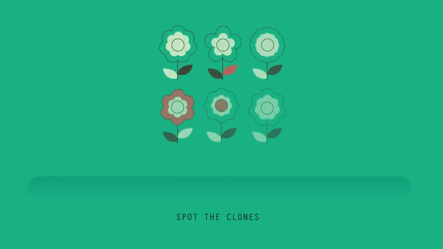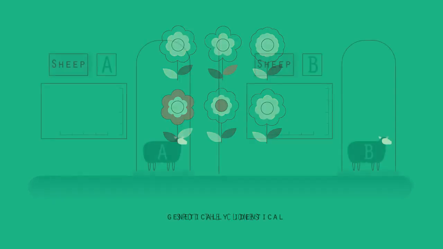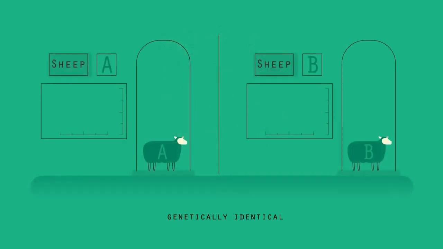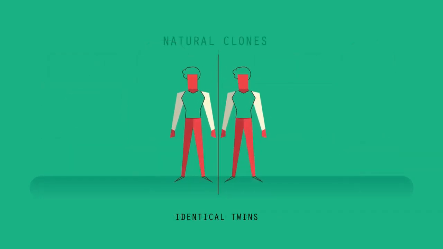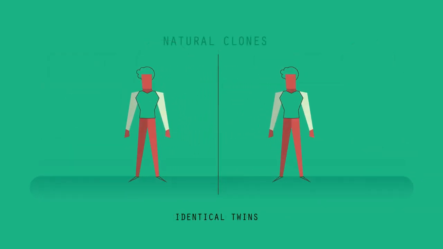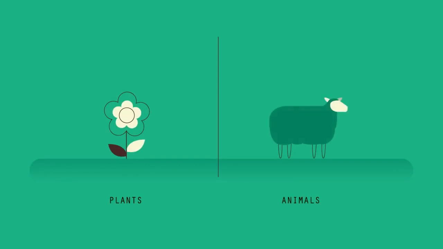Can you spot the two clones? When we talk about clones in science, we mean organisms that are identical copies. They have the same DNA as each other. Identical twins are examples of naturally occurring clones. Both plants and animals can be cloned.